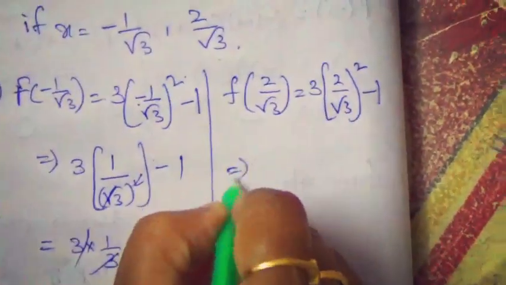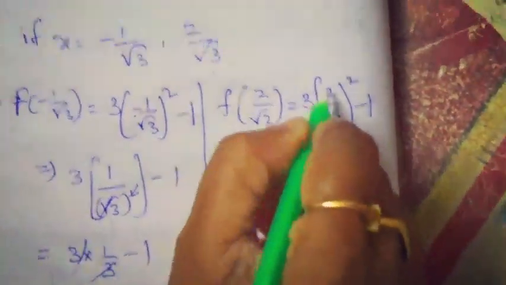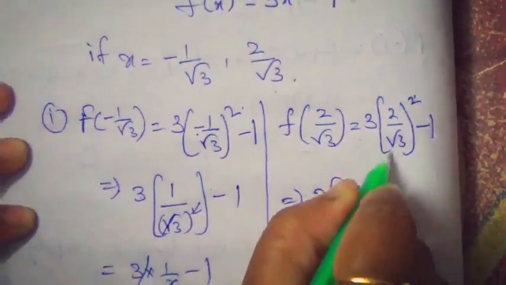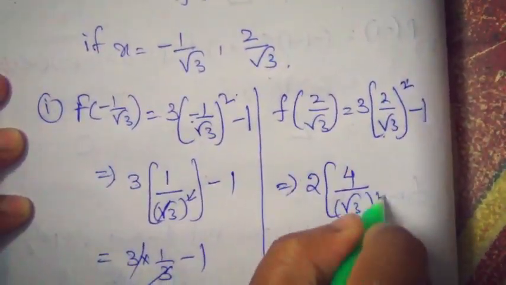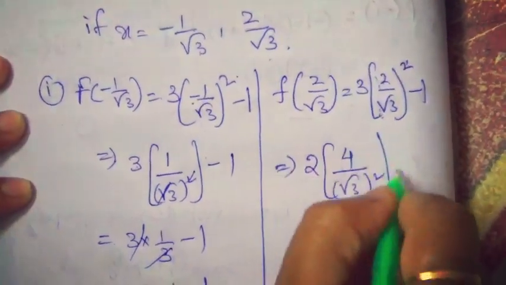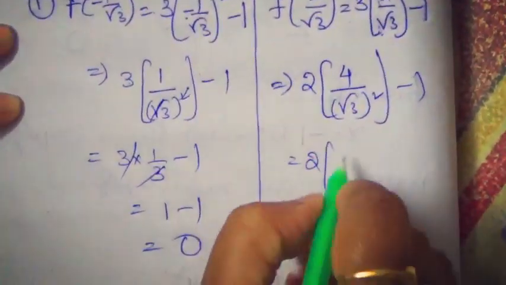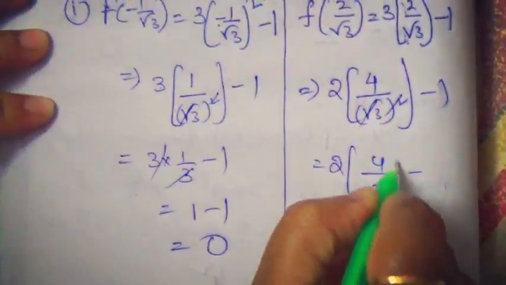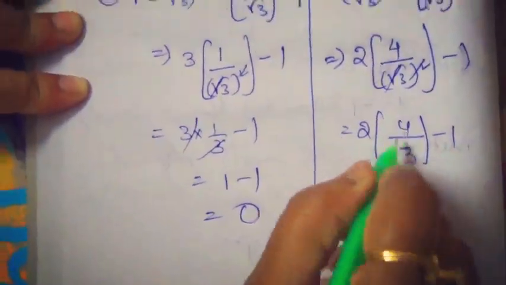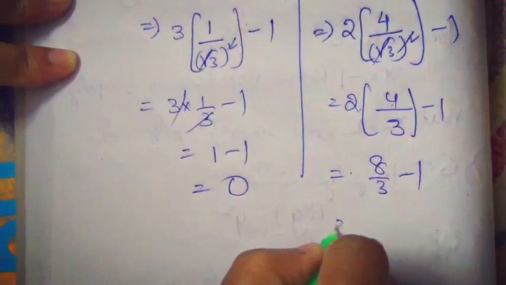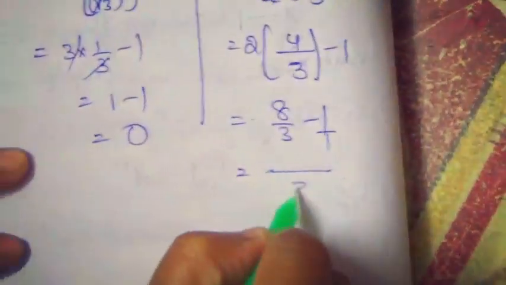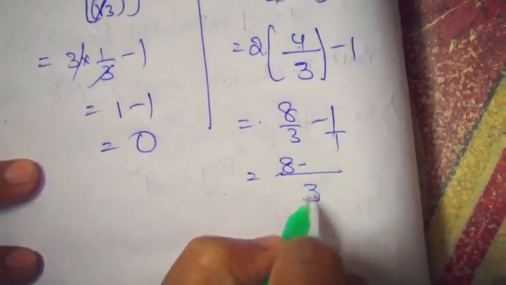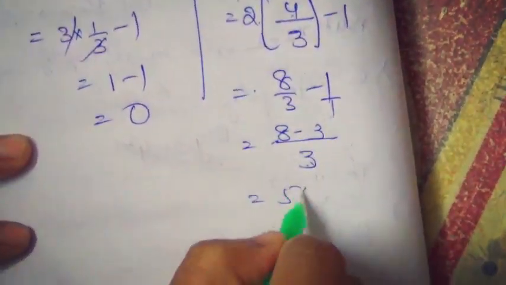Here that implies 3 of 2 square means 4 by root 3 whole square. Square for both these two, minus 1. That is equal to 3 of 4 by 3 minus 1, square root cancel. That is equal to 4 by 3 minus 1. That is equal to, just imagine the denominator which has 1. So take LCM. So 4 minus 3, that is equal to 1 by 3.